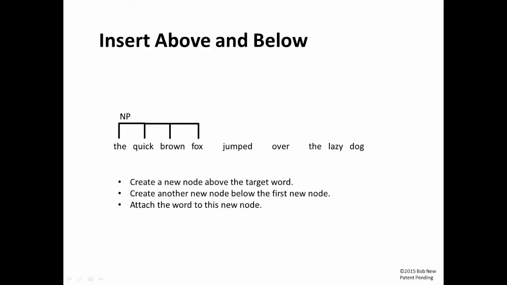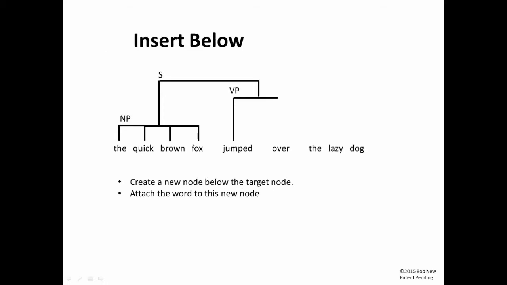Insert above and below creates 2 new nodes. We create a node above. Below that we create a second node, and we attach the word to this second node. Insert below creates one new node below the target node. We create the node, and then we attach the word to that new node.